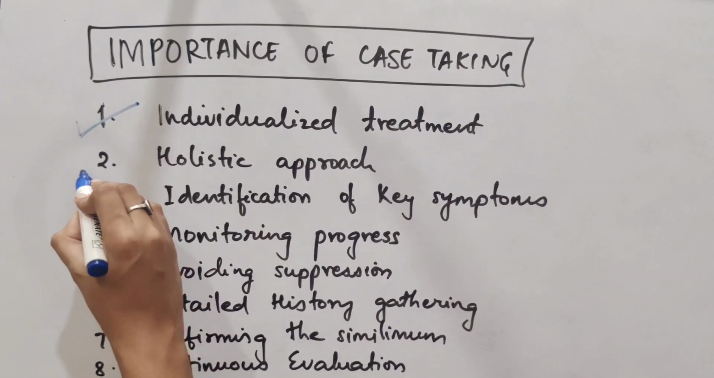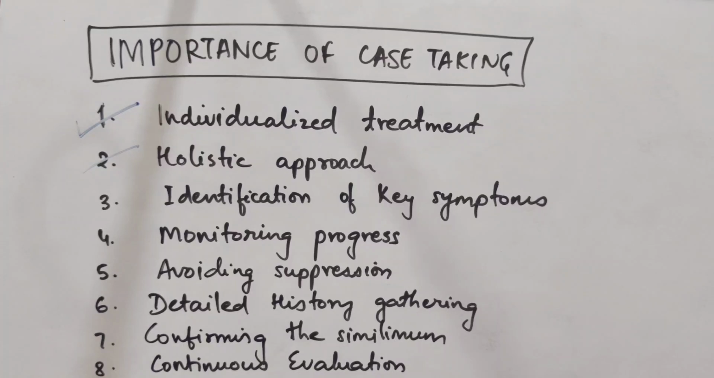Second is the holistic approach. Homeopathy believes in treating the whole person, not just the disease or specific symptoms. Through detailed case taking, the homeopath gathers information about the patient's lifestyle, stress factors, past medical history, family history, and many more. This holistic approach helps in identifying the underlying causes of illness and promoting overall well-being.